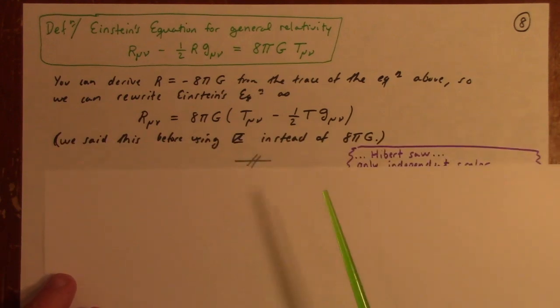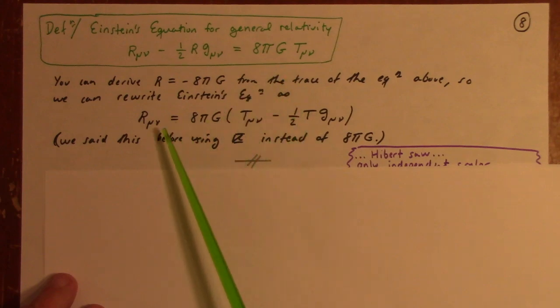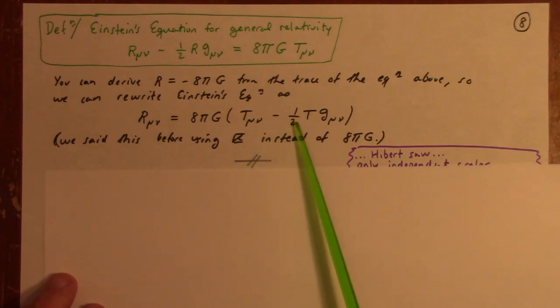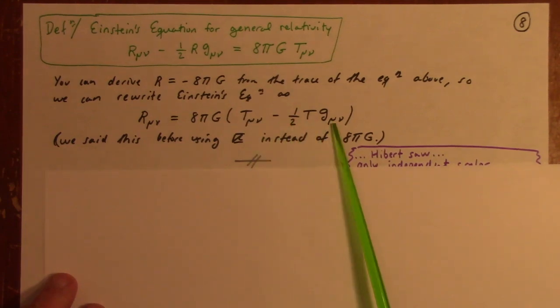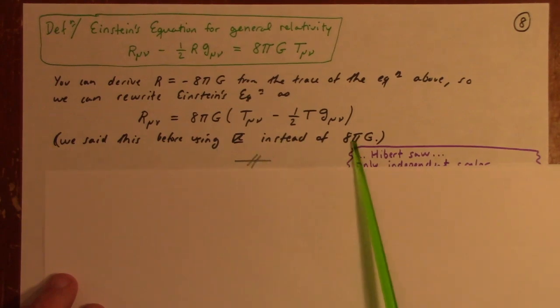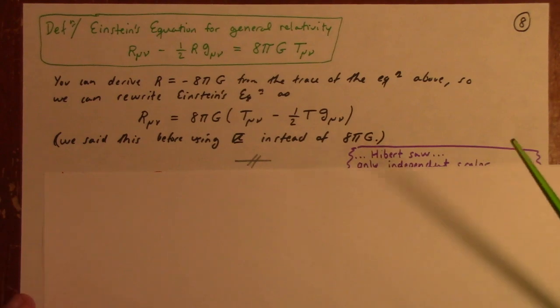We can also, much like we did a couple pages ago, rewrite this for the Ricci tensor as R_mu_nu equals 8 pi G times the stress energy tensor minus 1/2 the trace of the stress energy tensor times g_mu_nu. And we said this before using kappa instead of 8 pi G, so this is kind of a rerun. All right.